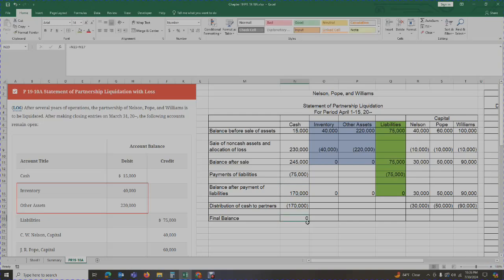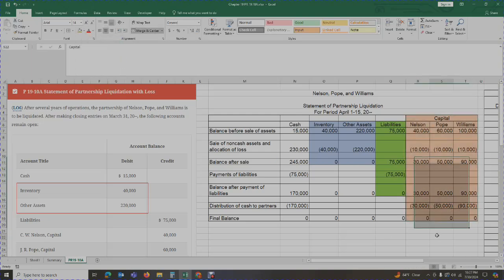Once I've entered my formula, I'm going to click the little corner and drag it along. Okay, and if you see here, the formula is the same. You're always going to get the balance after payment of liabilities plus the distribution of cash to partners. Okay, so the formula automatically adapts to the information as you transfer it over. So now in step number 4, my capital accounts have been zeroed out.